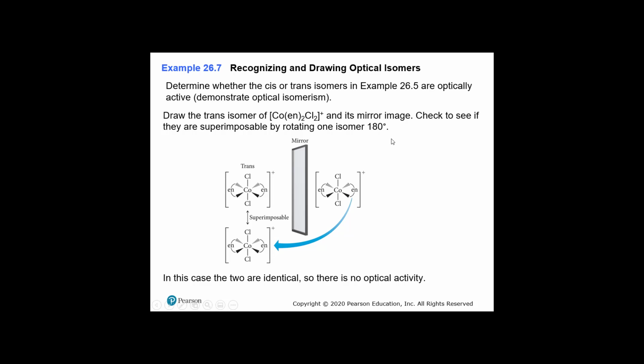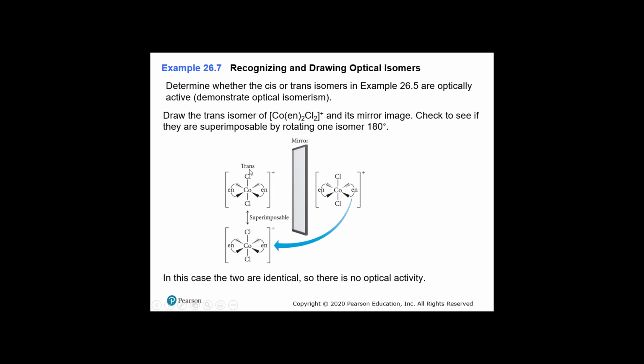Okay, recognizing and drawing optical isomers. Determine whether a cis-trans isomer is optically active. So I want you to draw the trans isomer and its mirror image. I'm not going to really ask you to do something this complicated, I'll be honest, but I want to cover this anyway. In this case, you draw one, and here's the ethylene diamine, so you can see it's attached in the square planar part of it, and then the chlorides are right here.